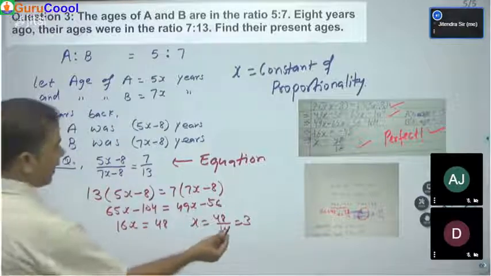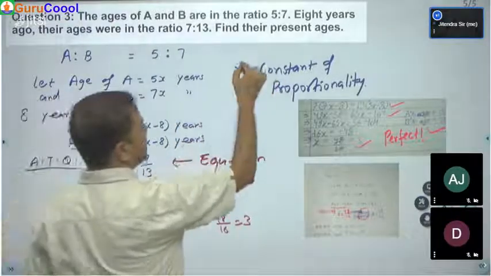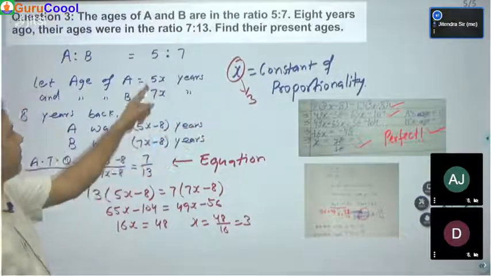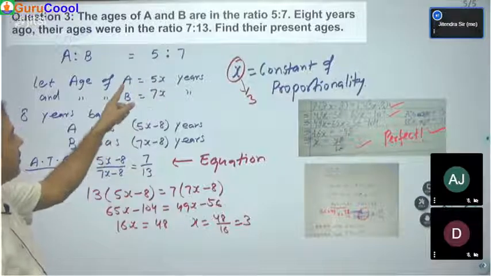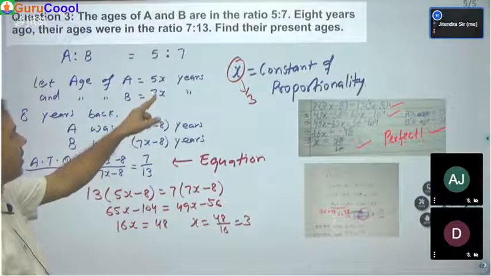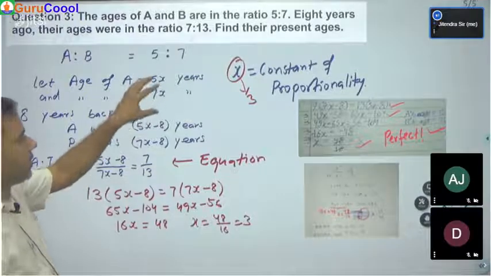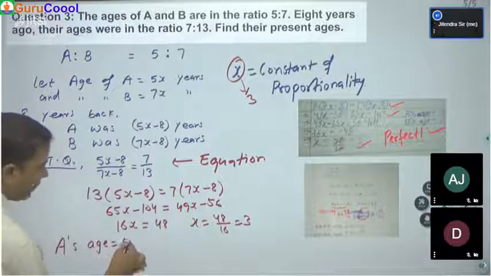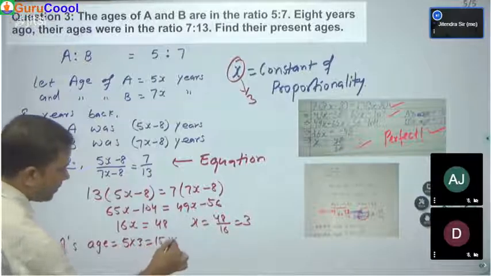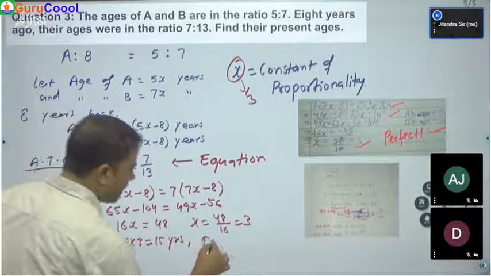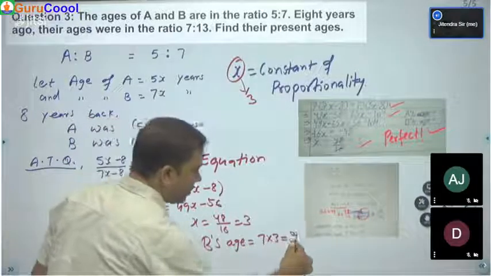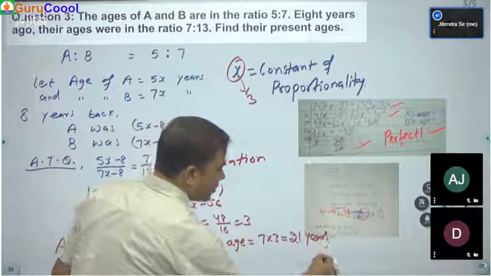And since we have got the value of x, we can substitute. We have got the constant of proportionality 3. Now we can multiply 3 to each of them. So 5 times 3, 15 years is the age of A, and 7 times 3, that is 21 years, is the age of B. So we have got the present ages of A and B, and that's the final answer.